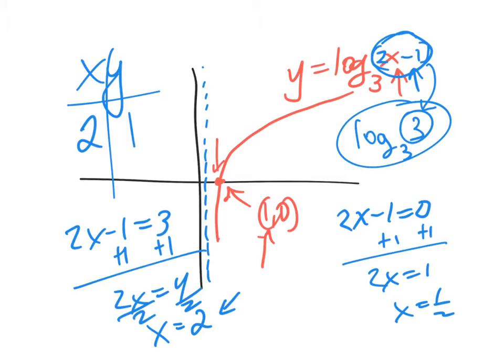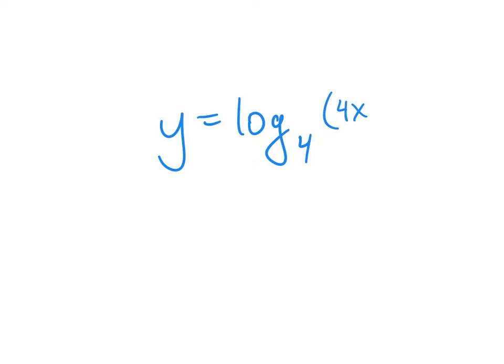All right, I'm going to see if you really understood that. I'm going to give you a new one. Y equals log base 4 of 4x plus 2. Tell me two things. Where's the asymptote?